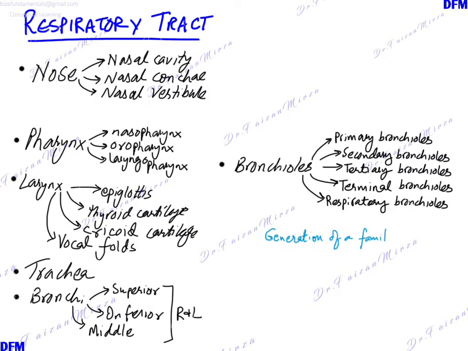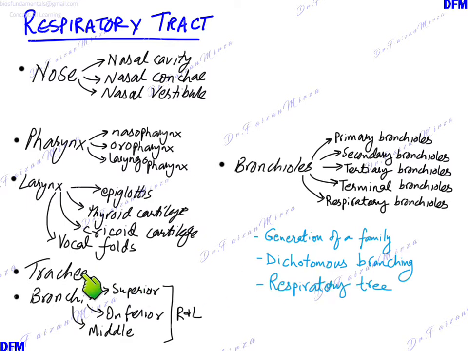The way one passageway leads to the other is regarded as generation of a family. One anatomical structure leads to another, and eventually you get a respiratory tree. This is generation of a family. We also use the term dichotomous branching here. Dichotomous branching means that there is one trachea. This one trachea opens up into two bronchi. Then each bronchus opens up again into two branches. Each branch will again have two further branches. So the way the trachea eventually leads to respiratory bronchioles is your respiratory tree, where we discuss generation of a family that goes on by dichotomous branching.